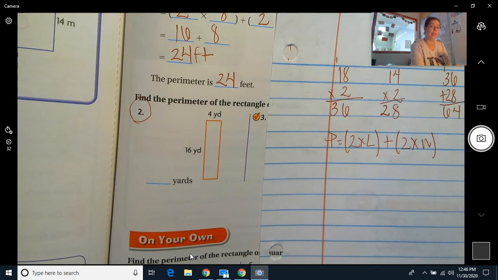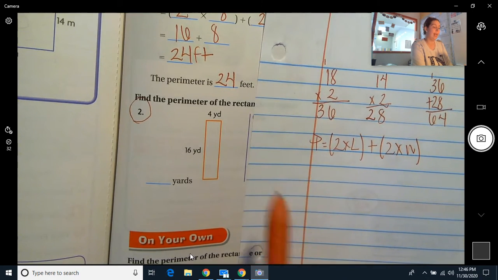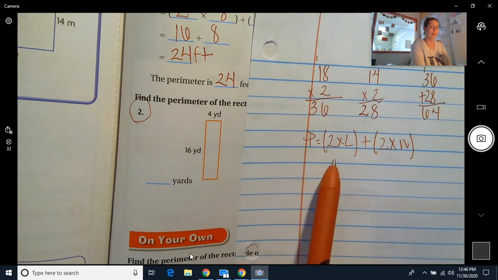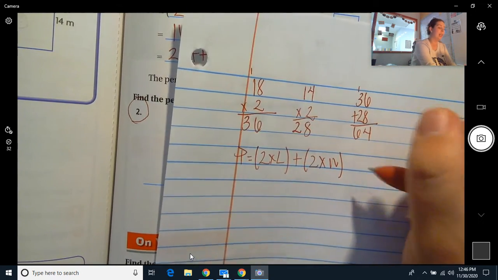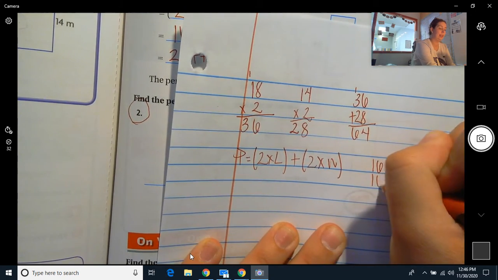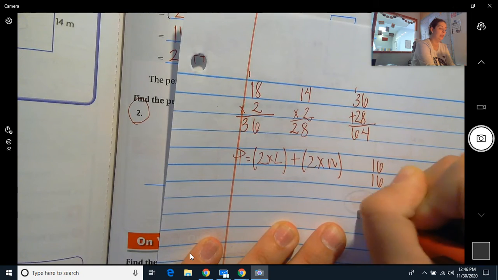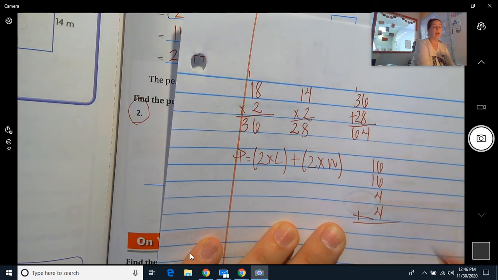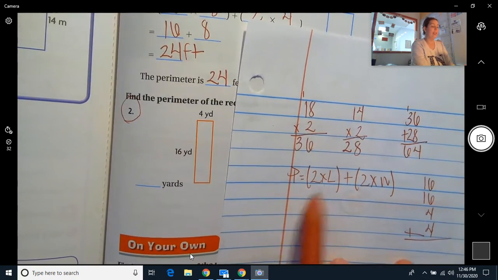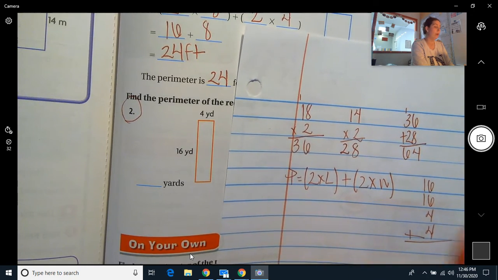Okay, we're going to go over this now. I'm going to write out the rest of my formula. I'm doing it this way. You could have done it like this: 16 plus 16 plus 4 plus 4, and you would have also gotten your answer. I'm going to do it this way just because I like this way.